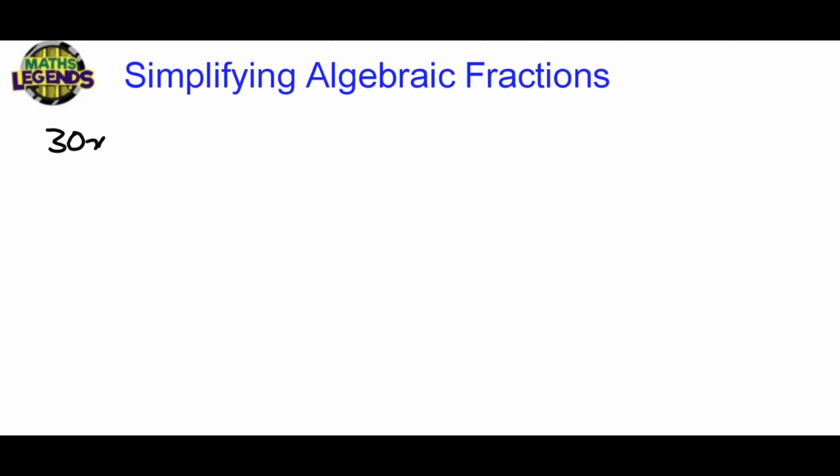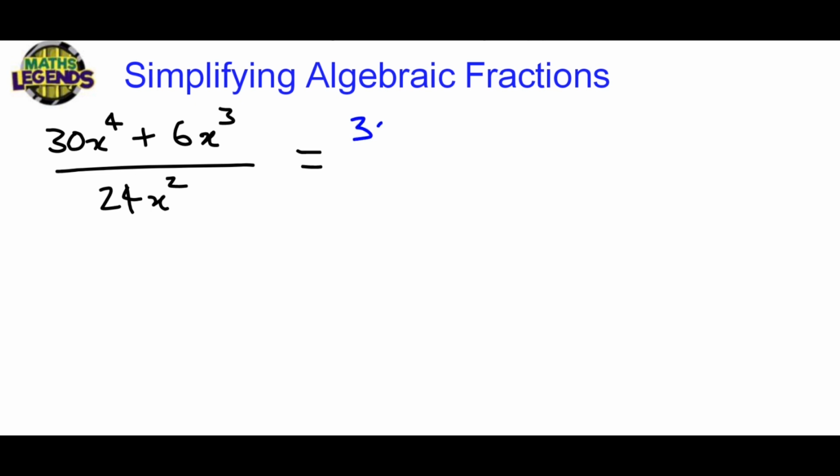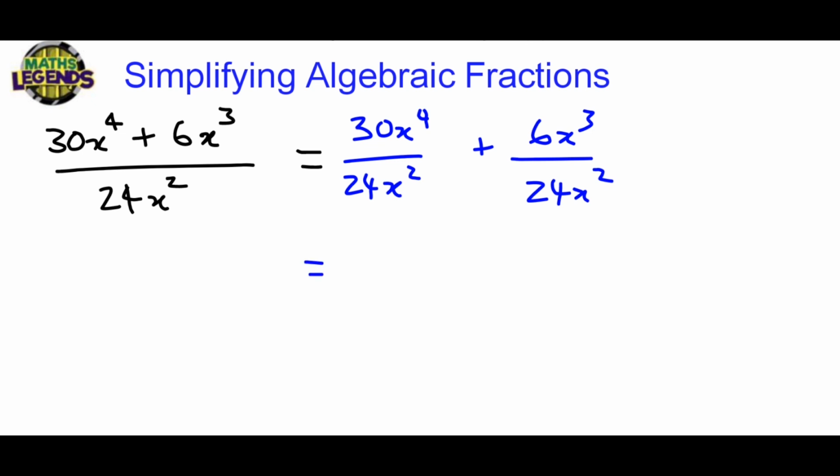30x to the power 4 plus 6x cubed all over 24x squared. So here we look for the common number that we can divide all of these by. 30x to the 4 all over 24x squared plus 6x cubed all over 24x squared. Now we can divide top and bottom here by 6. So we're left with 5 over 4. And the x's follow the rule that we had previously. So 4 take away 2.